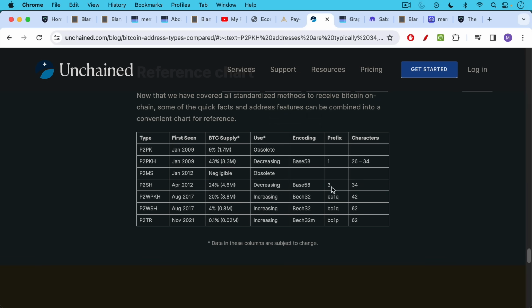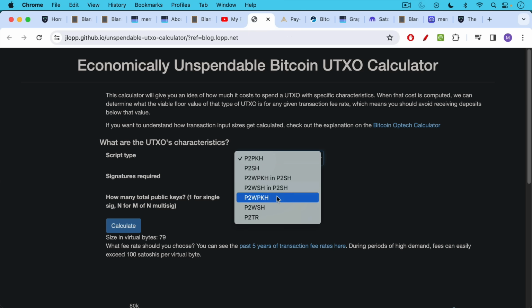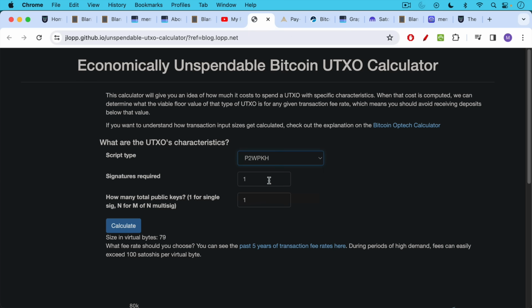If, for example, your Bitcoin address begins with the number 3, it's a P2SH. If it begins with BC1Q, it's probably one of these SegWit addresses, etc. An example of a SegWit address is pay to witness public key hash, which we're going to be using right here. We're going to say there's just one signature required.